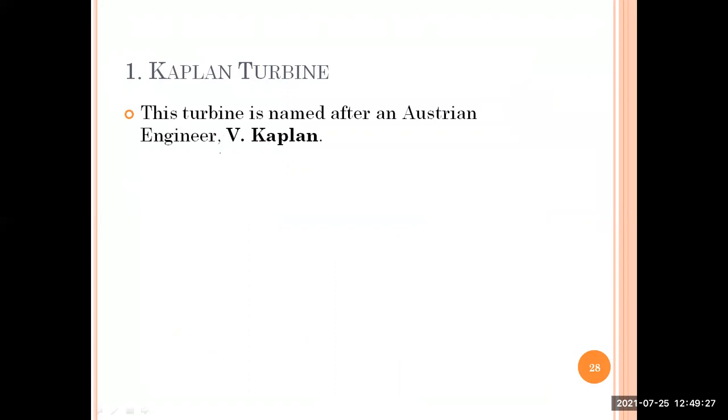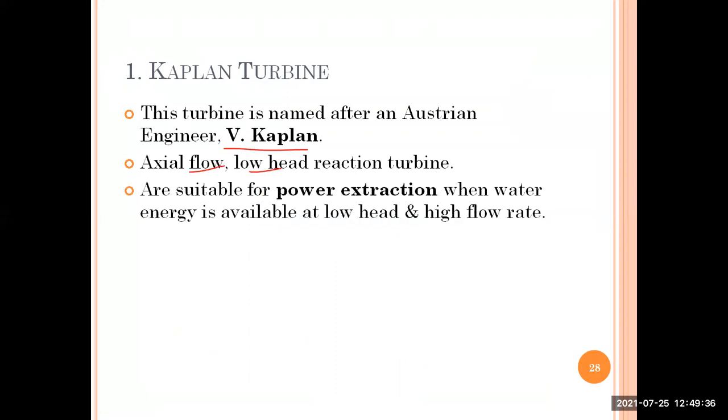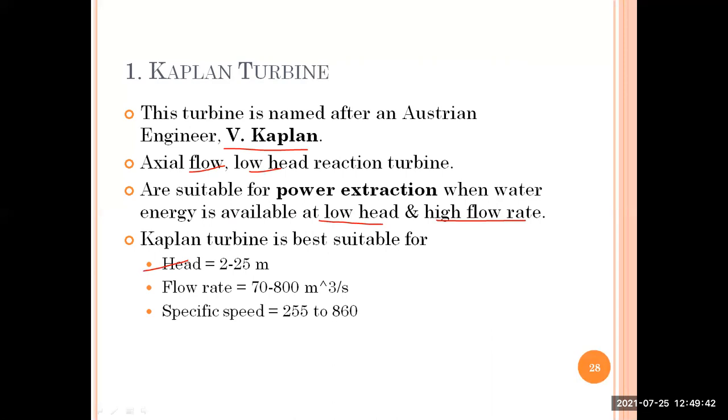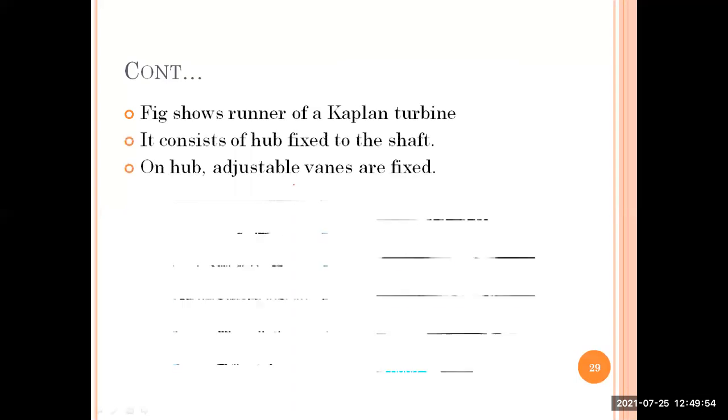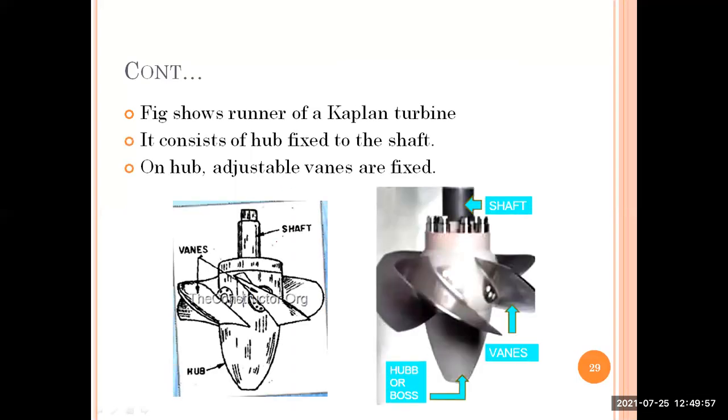Let us see what the Kaplan turbine is. It is named after an Austrian engineer, V. Kaplan, and it is an axial flow low head reaction turbine. It is best suited for low head, high flow rate conditions: a head of 2 to 25 meters, a flow rate of 70 to 800 meter cube per second, with a specific speed of 255 to 860 rpm. You can see the figure here of how the Kaplan turbine looks. You have a shaft, and the lower end of the shaft is made larger, which is called the hub. On the hub you have adjustable vanes.